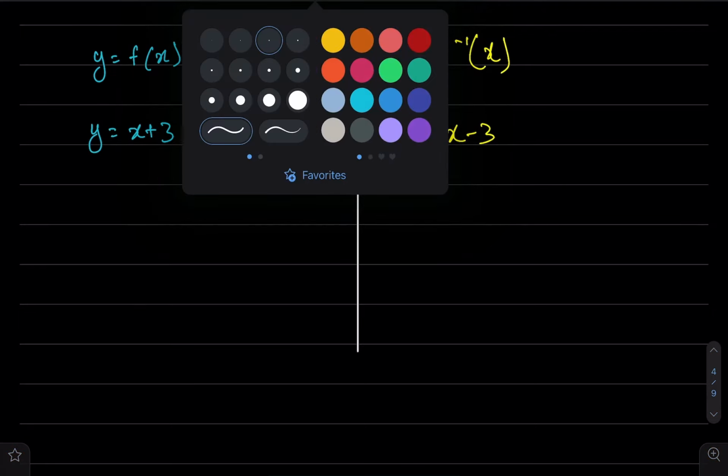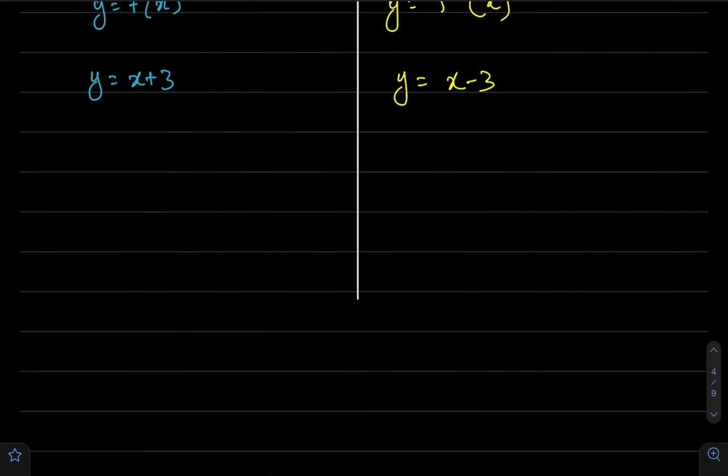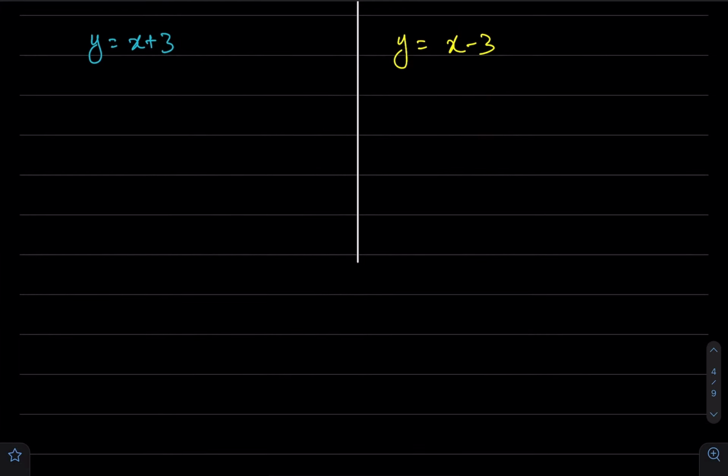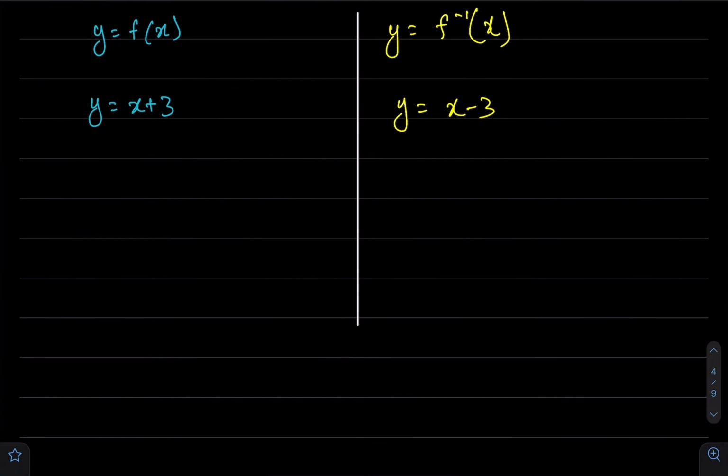Now we've got two functions here. We've got the function y equals x plus 3, and we've got the function y equals x minus 3. Well, if you've got x plus 3, what will be its opposite? If you're adding 3, what would be its inverse? It would be x minus 3, right?